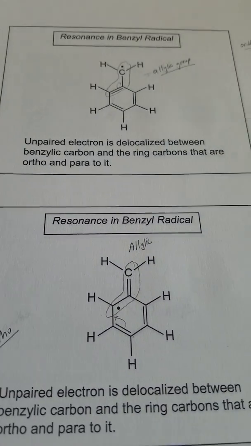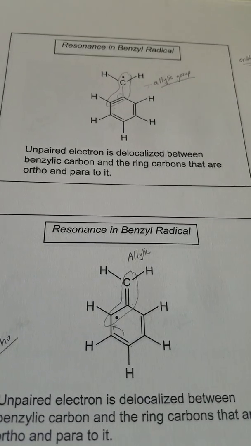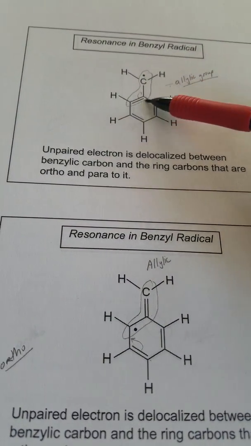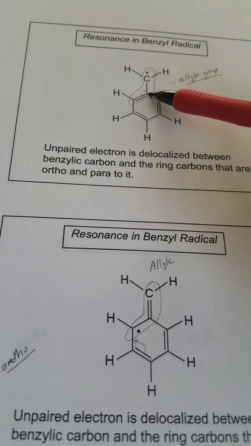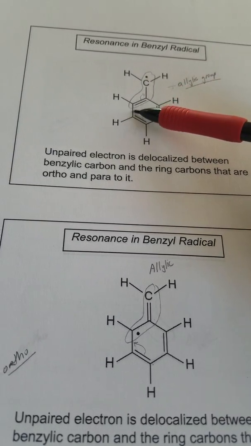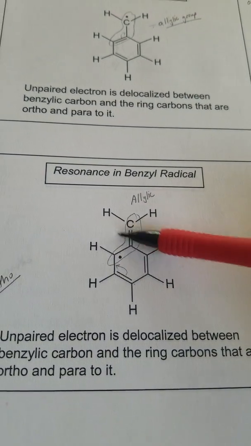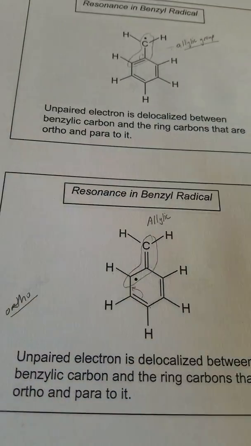So this is just showing you the resonance of the benzyl radical. It is going to have an allylic group right here. So this radical, if you do the allylic rearrangement, you're going to come down here. This will be where your free radical would be in the ortho position on the molecule.